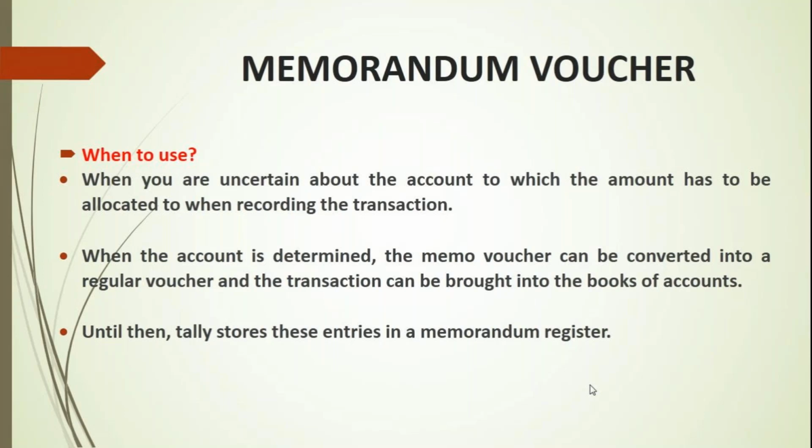So when you are uncertain about the account to which the amount has to be allocated when recording the transaction. When the account is determined, the memo voucher can be converted into a regular voucher and the transaction can be brought into the books of accounts. Until then, Tally stores these entries in a memorandum register. Okay? So when you're uncertain about the account to which the amount has to be allocated, or for the situation's sake I have to pass the entry, I have to save the entry, but it should not affect my company's books. In that situation, I pass it.